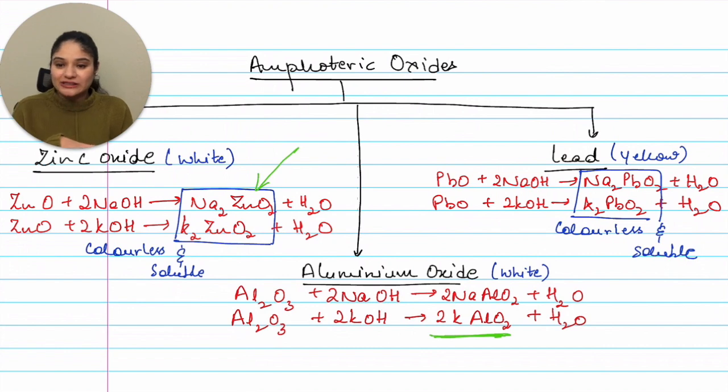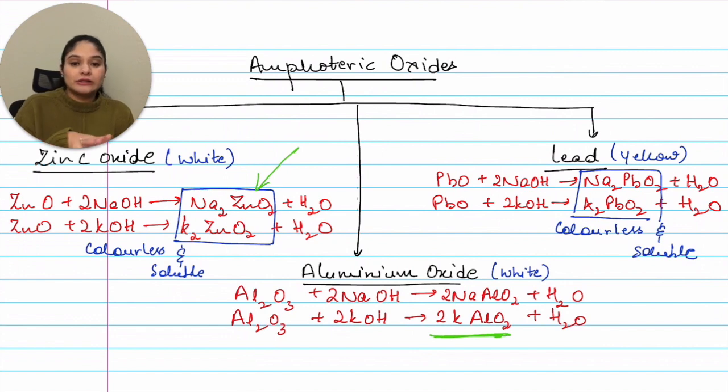Let's start with the first one, zinc oxide. Zinc oxide reacts with NaOH, giving us Na2ZnO2 plus water. In the second one also, ZnO reacts with KOH, giving you K2ZnO2 plus water. Now, ZnO is an insoluble salt which on reacting with NaOH or KOH gives you a colorless soluble compound. Okay, so this is what you have to understand, because in some questions they can ask you about a white insoluble salt giving you a soluble compound at the end of a reaction. So what kind of compound are we talking about? We are talking about ZnO.